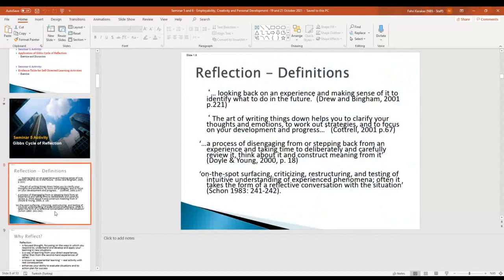Reflection is all about looking back on your experience and making sense of it to identify what you would do in the future. So it is about stepping back, clarifying your thoughts and emotions, and working out strategies to go forward again. So you disengage, step back from an experience you have had, take time to deliberately, carefully review this, and then construct meaning from it.